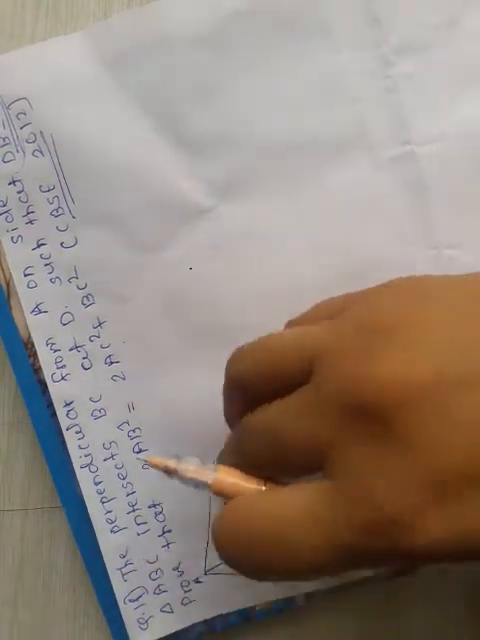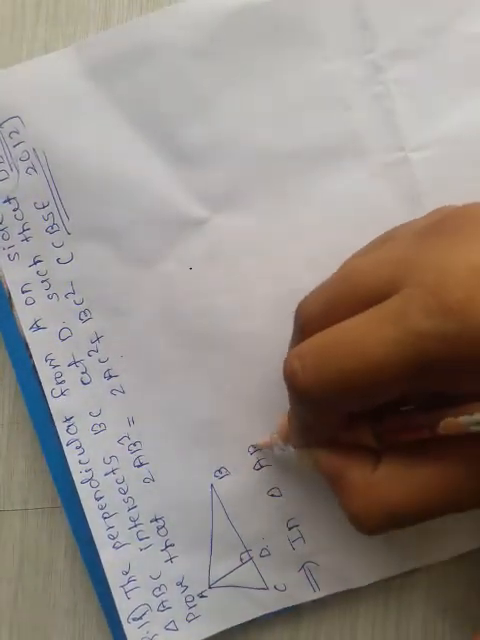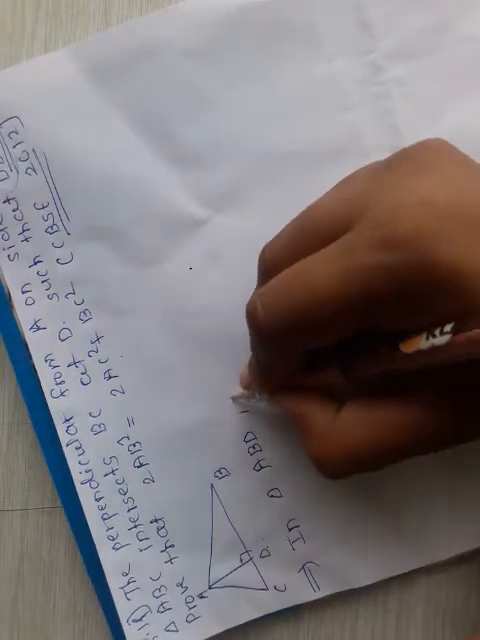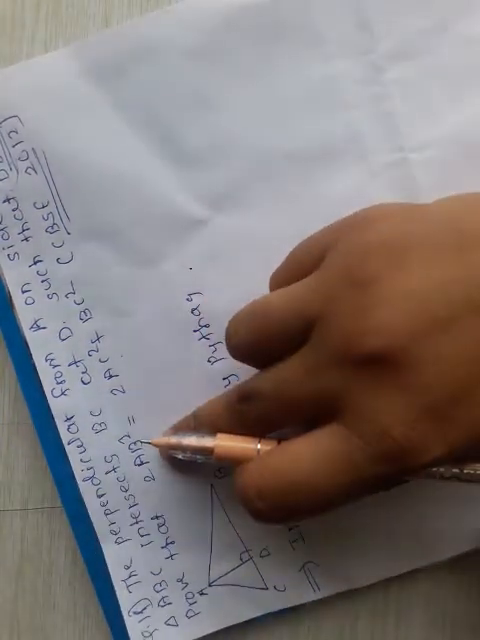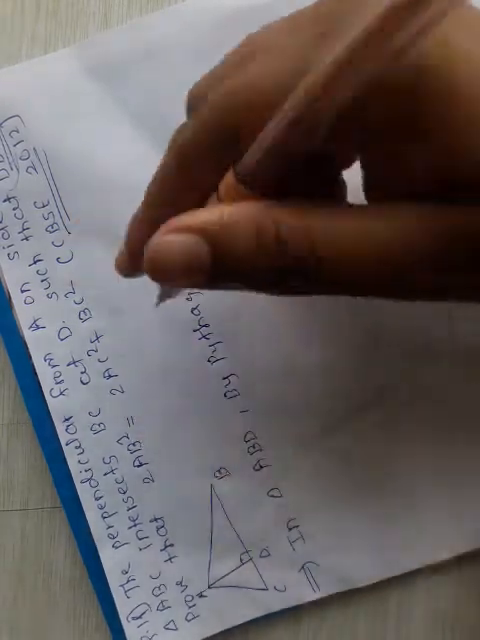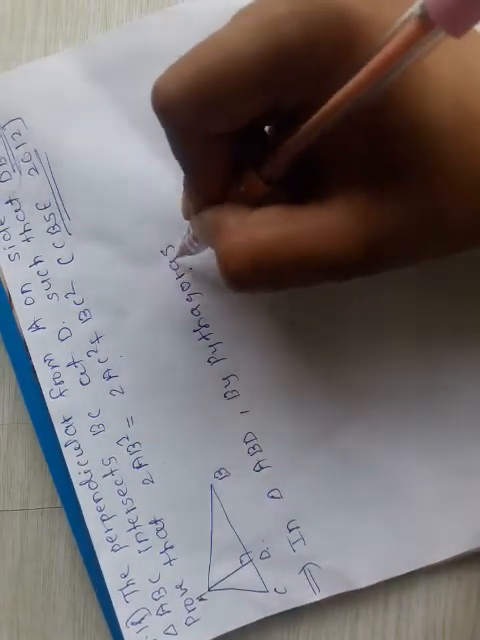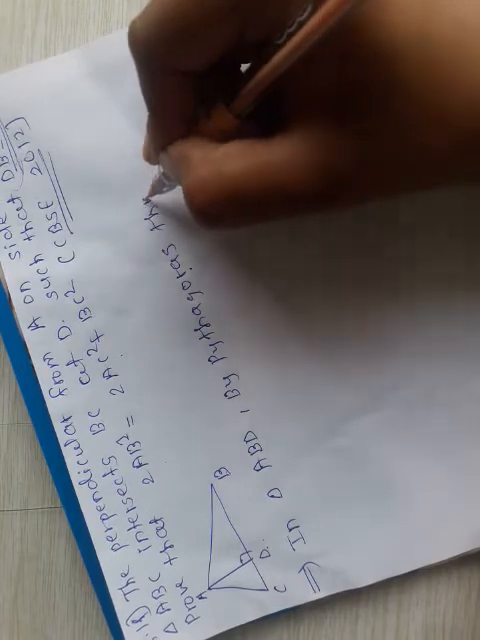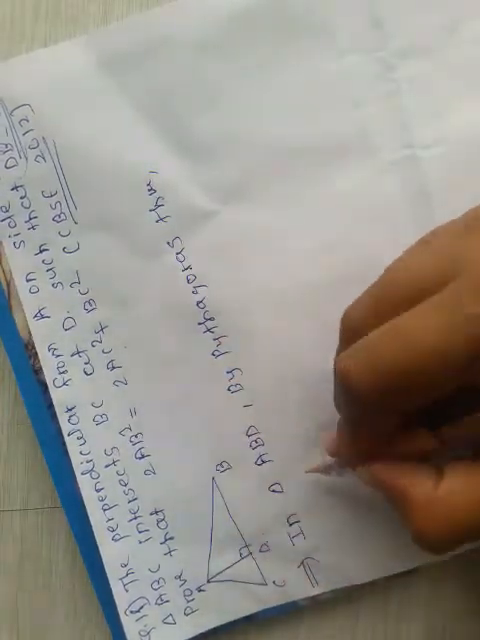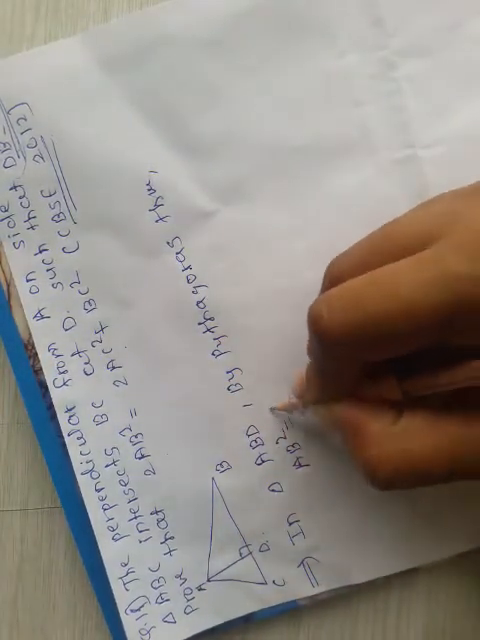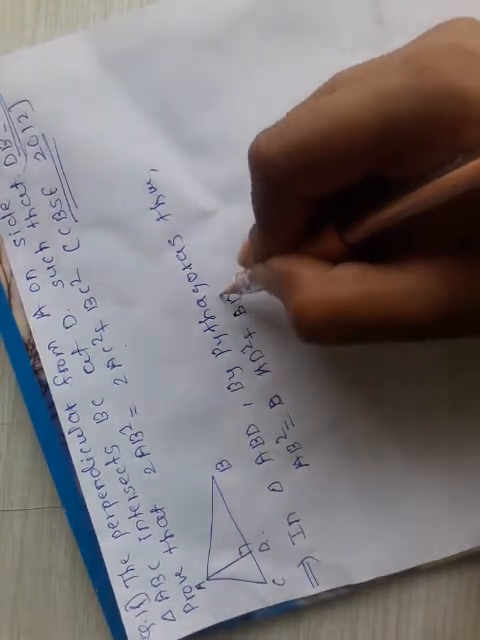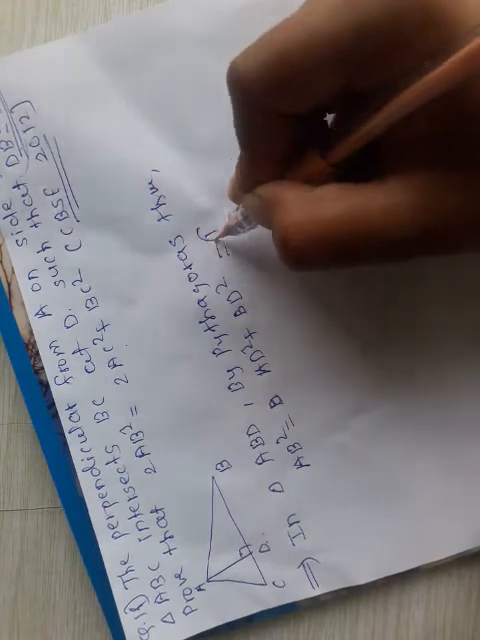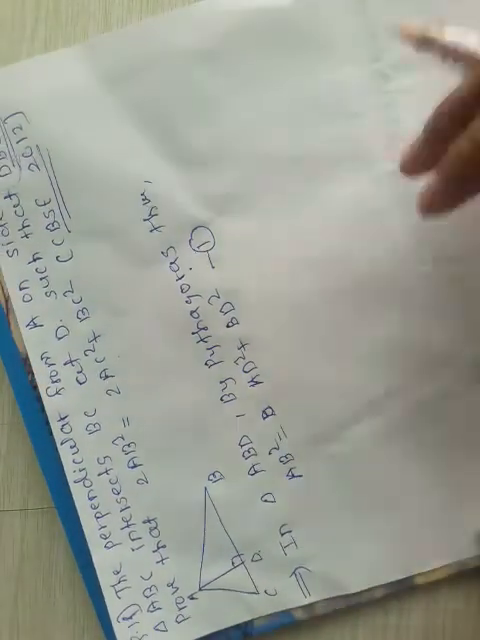In triangle ADB, from this triangle we get AB square. So in triangle ABD, by Pythagoras theorem, because we need AB square, we have to use Pythagoras. In triangle ADB we get AB square is equal to AD square plus BD square. This is our equation number 1.